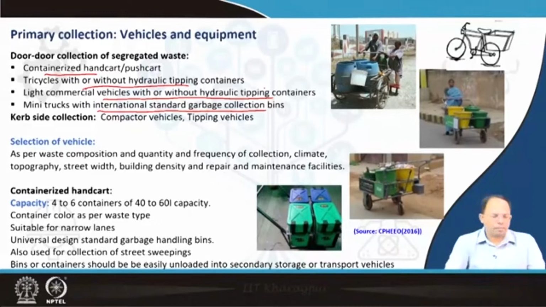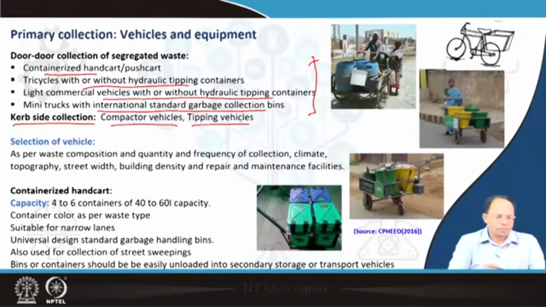Now this is for door-to-door collection, but for curbside collection, if there is that kind of system, then compactor vehicles are utilized, and some tipping vehicles can be utilized. For block collection we can go for this kind of vehicles, and for curbside collection, we can go for this kind of vehicles. Even for community bins collection, we can go for compactor vehicles or tipping vehicles.